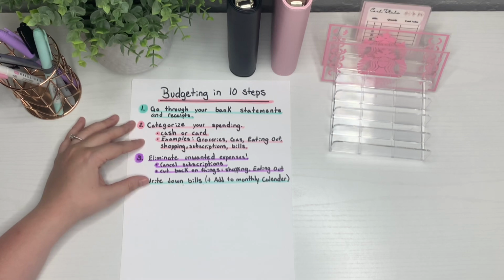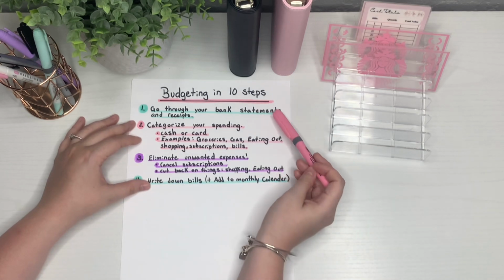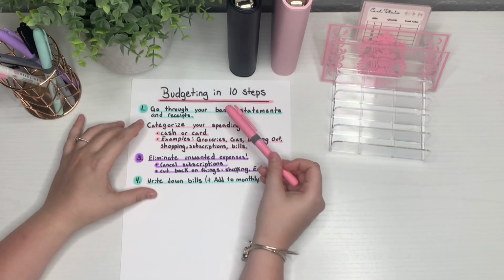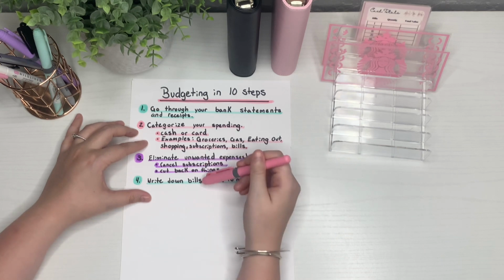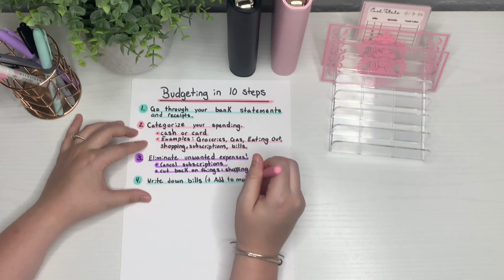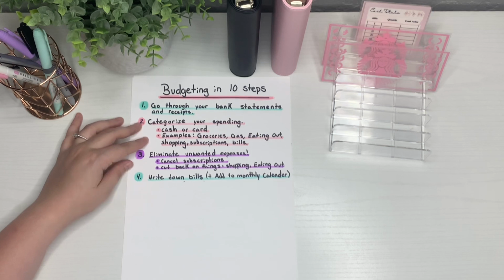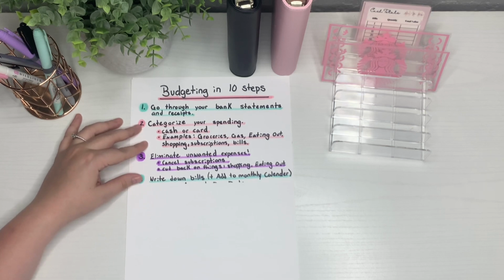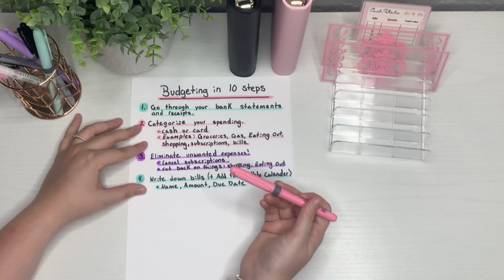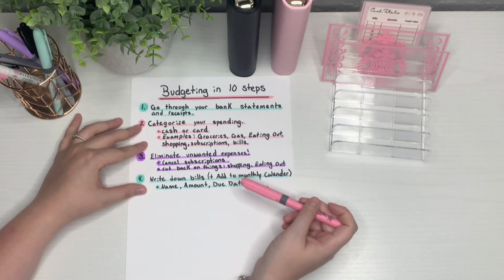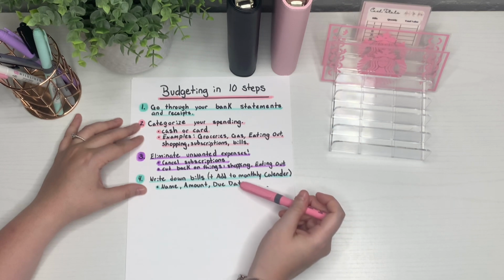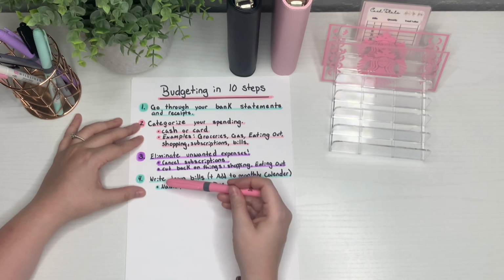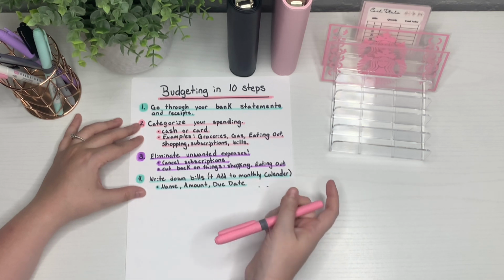Step 4 is gonna be write down your bills. So you went through your bank statement, you highlighted them, you categorized them, so you know which ones are your bills. Now you're going to add those bills to your monthly calendar. Get a monthly calendar, you can print them, you can use the one on your phone, whatever it may be. You're going to list the name of the bill, the amount, and the date that it is due. You're gonna go to your calendar, you're gonna find the date that it's due. You're then gonna list the name of it and how much is due, okay?